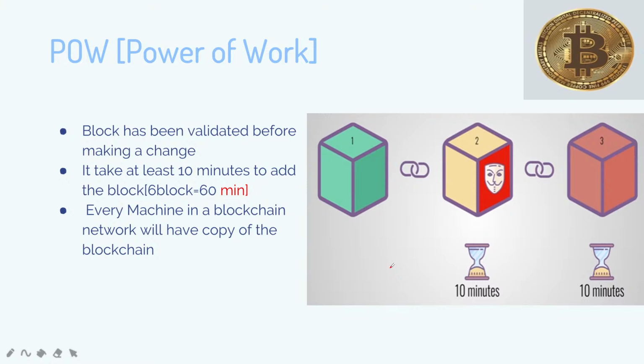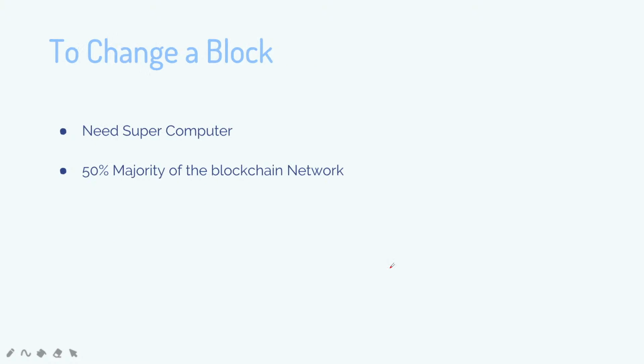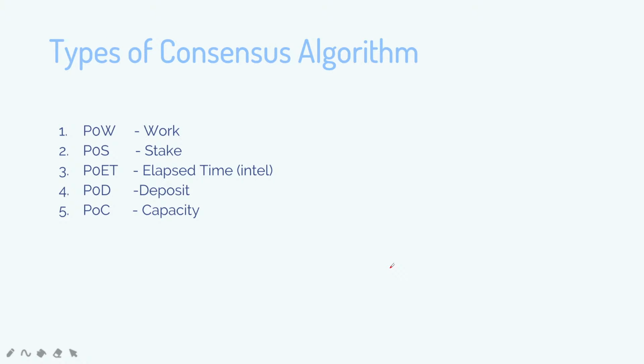In consensus algorithms, POW is one of the algorithms, but we have different algorithms. I will show you. Here you can see, to change a block you need a supercomputer and the majority, 50% of the blockchain network. Okay, suppose we have 49%, we can't add the blocks. Okay, so here are the types of consensus algorithm: POW, that is proof of work, POS, proof of stake, POET, proof of elapsed time, POD, proof of deposit, and POC, proof of capacity.